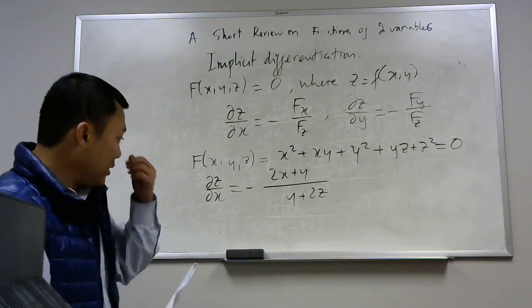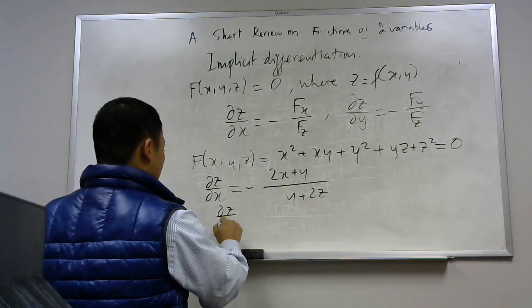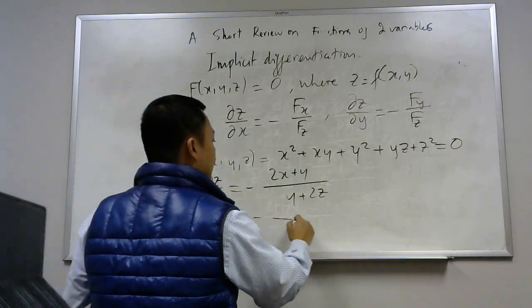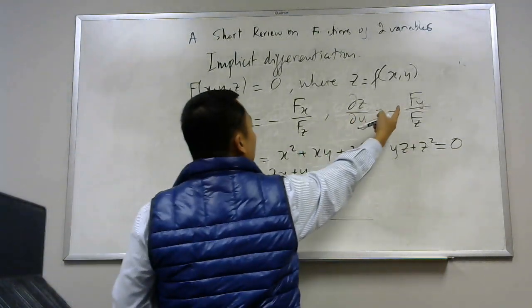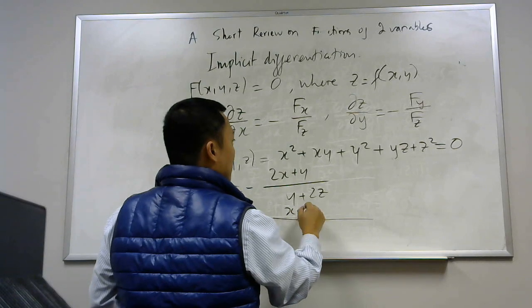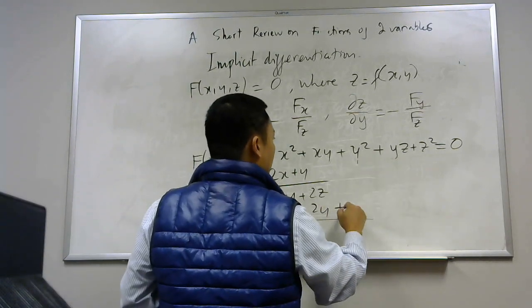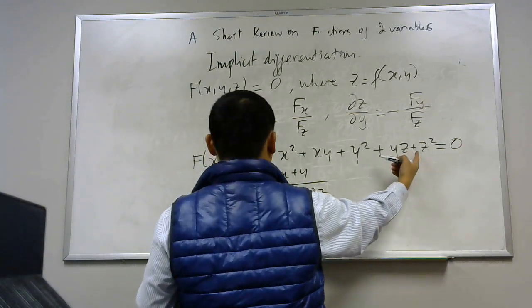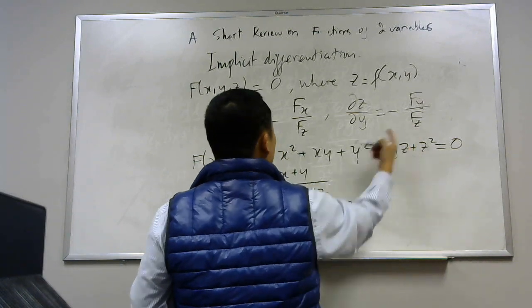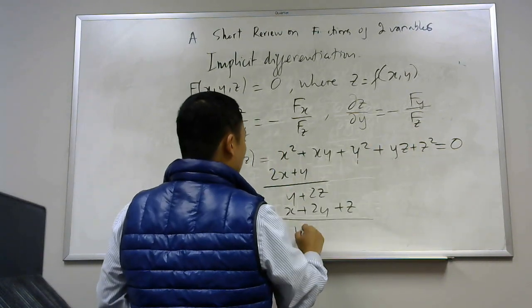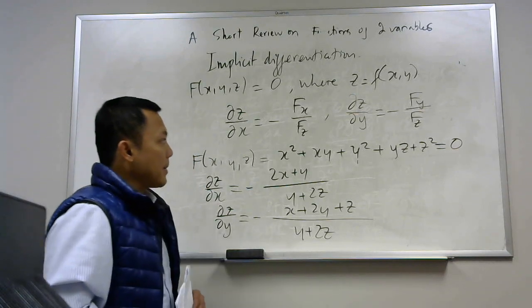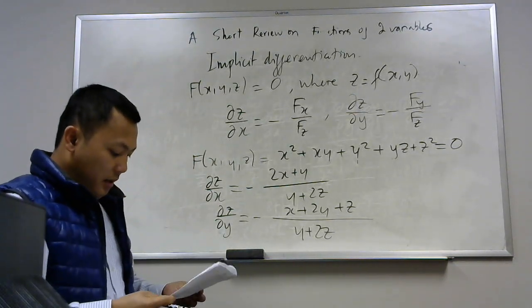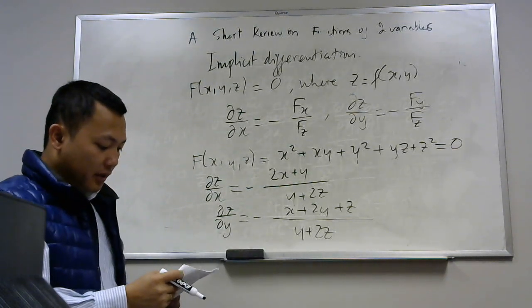Similarly, you can find dz with respect to dy, that is negative x plus 2y plus z, and then the derivative with respect to z is y plus 2z. All right, move to the next question.